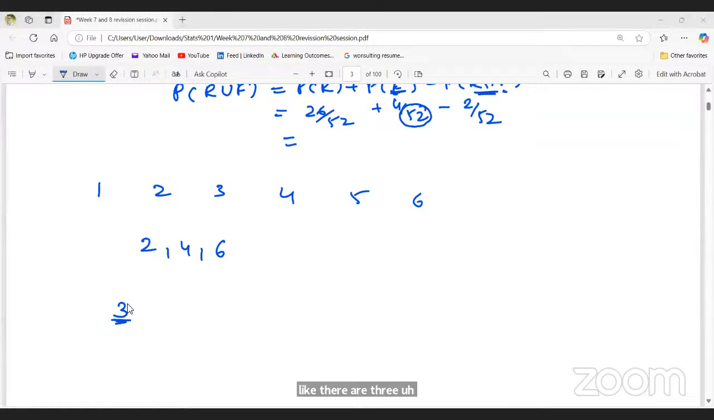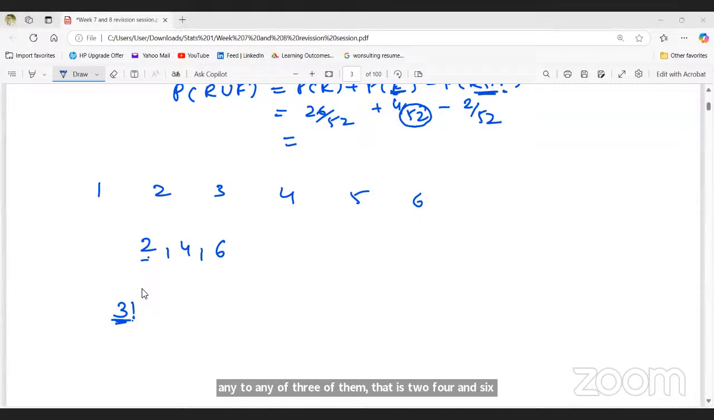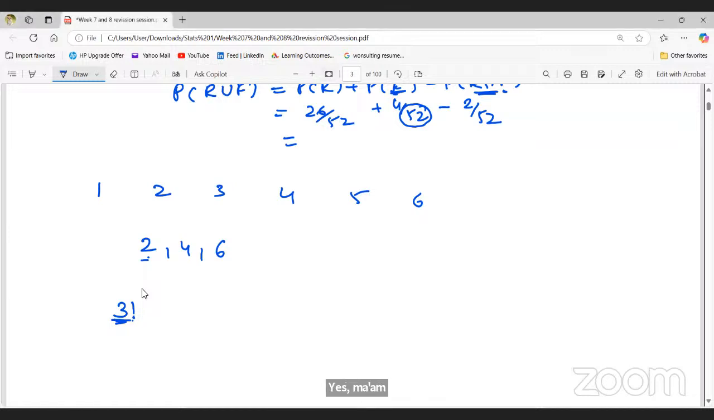There are 3 factorial ways in which these 3 can fill the first three places. The first place can be any of 3 of them, that is 2, 4, and 6. It's not 3 but 3 factorial, because it would be 3 for the first place, then 2, then 1. So this is 3 factorial only.